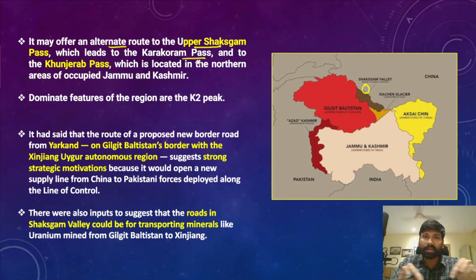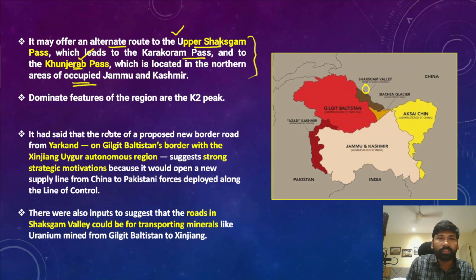See, these passes actually facilitate trade and commerce, mobility and connectivity between different regions. Therefore these passes play a very important role. At the same time, this road would also provide access to the Khunjerab Pass, which is located in the northern areas of the occupied Jammu and Kashmir. So because of increased accessibility, connectivity and mobility, China has been illegally constructing a road through the Shaksgam Valley.